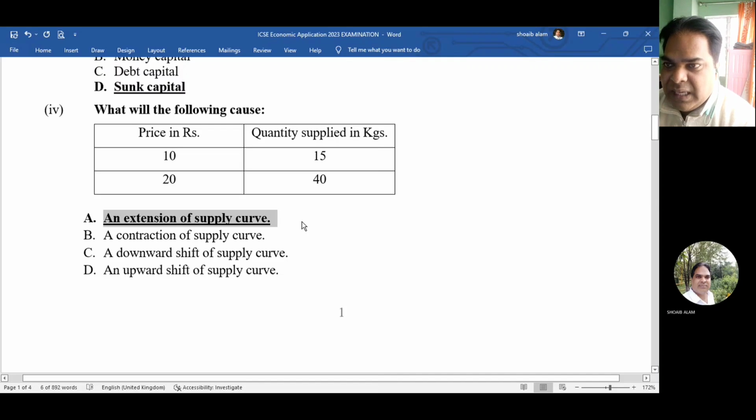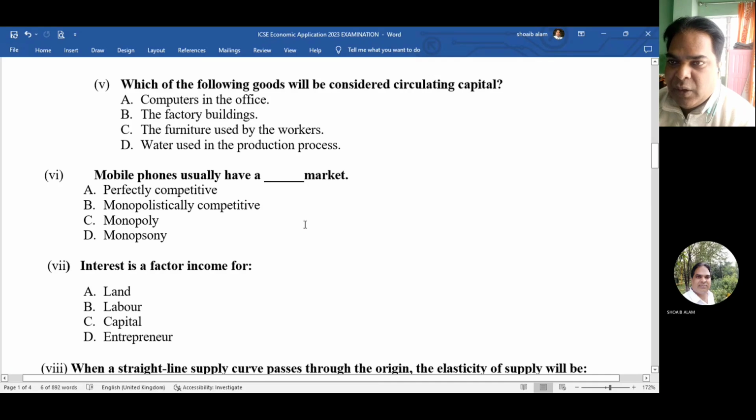Okay. Now let us move on to number 5. Which of the following goods will be considered circulating capital? Computers in the office, factory buildings, furniture used by the workers, water used in the production process. What will be the correct answer? The answer will be water used in the production process.